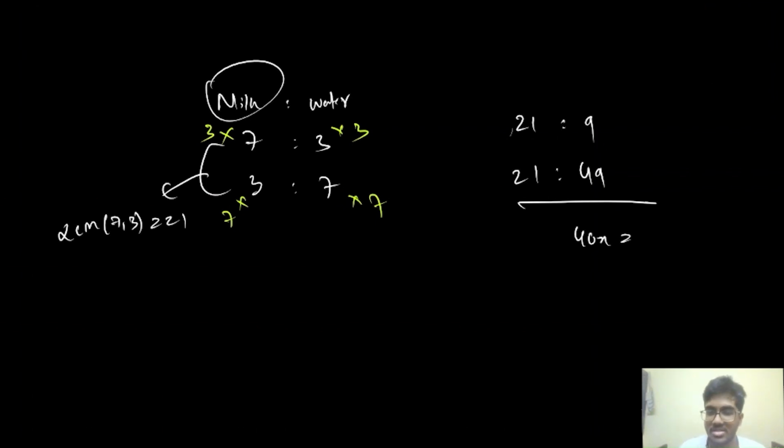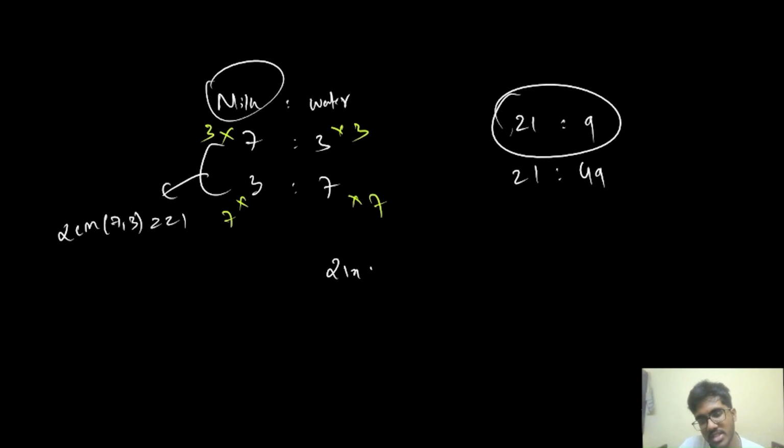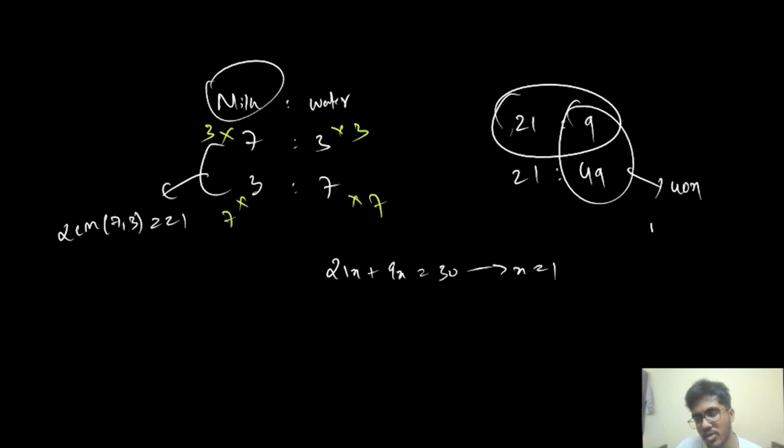40x. How much you need to add, that is the question, right? Before that they have given the original quantity. This is like a reverse of what we have done till now. So now we have been given the original quantity, that is 21x plus 9x is equal to 30. From this we get the x value to be equal to 1. Now what is the difference between these two? That is 40x. So 40 into 1, that is equal to 40 liters. So 40 liters of water has been added to make the ratio from 7:3 to 3:7.